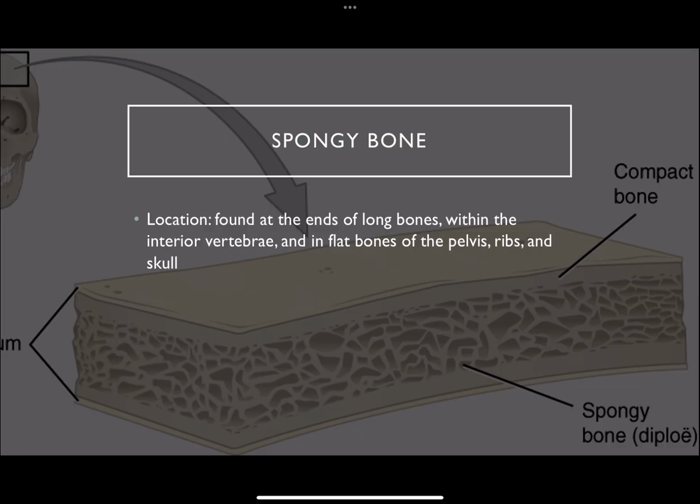I just wanted to quickly talk about the spongy bone because this is only located at the ends of long bones, within the anterior vertebrae, and in flat bones like the pelvis, ribs, and skull.